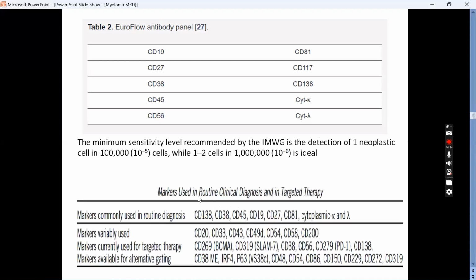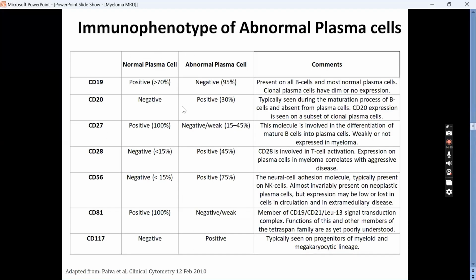So the markers used in routine clinical diagnosis and in targeted therapy, this I told you. These are the routine markers which are used, the same 10 markers. But if you are using a targeted therapy, you need to include BCMA, or if they have given daratumumab or something, then you need to use SLAM proteins, such as 319 or 229. I just discussed this, the markers and how they are in normal plasma cells and how they are useful in abnormal plasma cells. This I also discussed in diagnosis of myelomas. Hope nobody has a doubt.